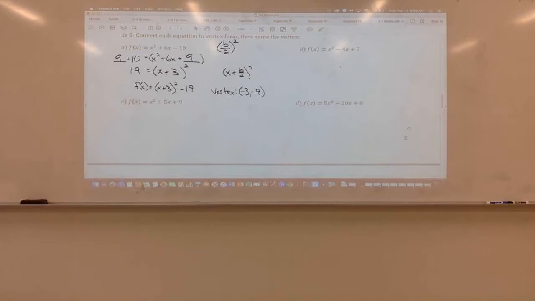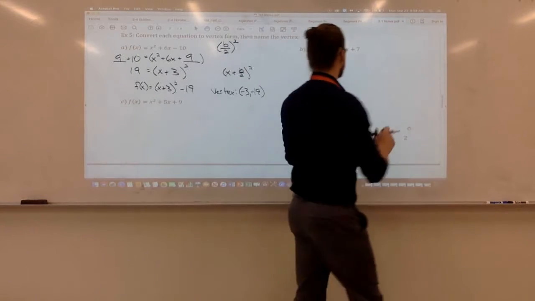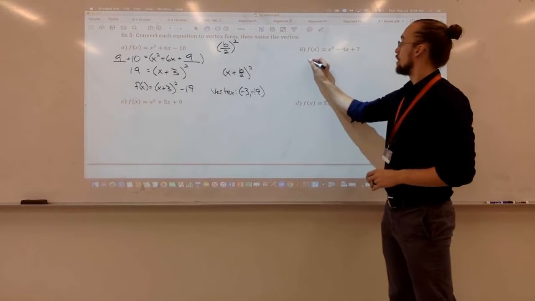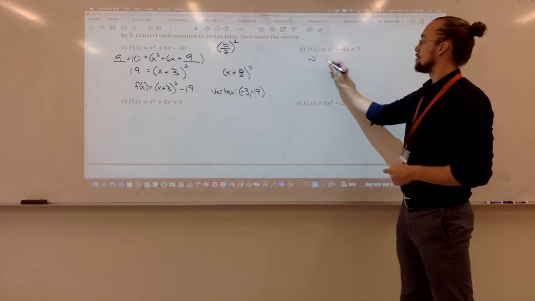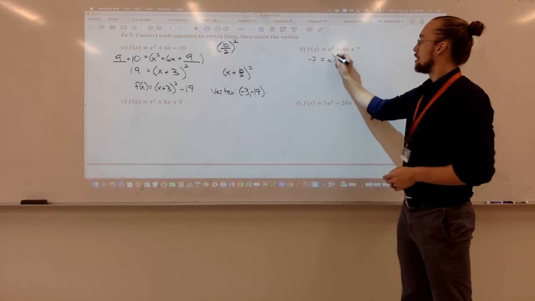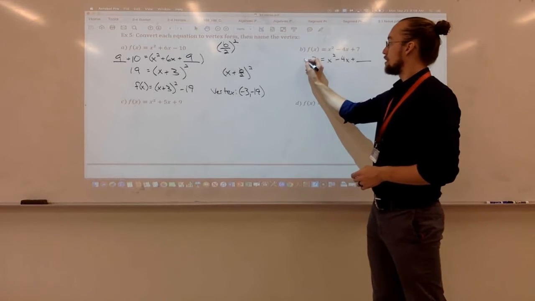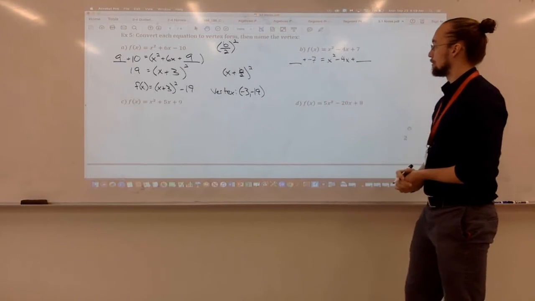You guys want to do another one together, or do you think you can try one? Another one together? All right. So on this one, the first thing I want to do is move my 7 over, subtracting that this time since it was addition. So now I have to figure out what number to add to both sides of the equation.